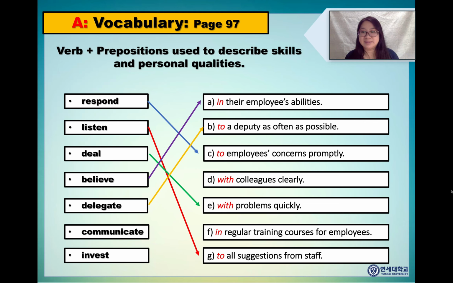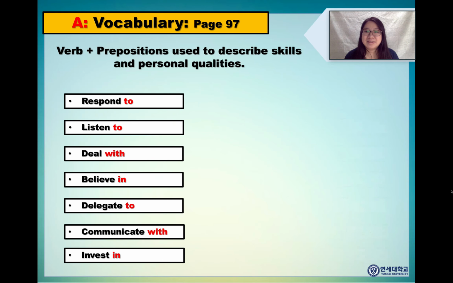on a higher level. Next, we communicate with colleagues clearly, and we invest in regular training courses for employees. So here we have our verbs and prepositions and also some suggestions of good managing skills. So let's review. I put all of the verbs and prepositions together for you to make notes very conveniently. Respond to, listen to, deal with, believe in.